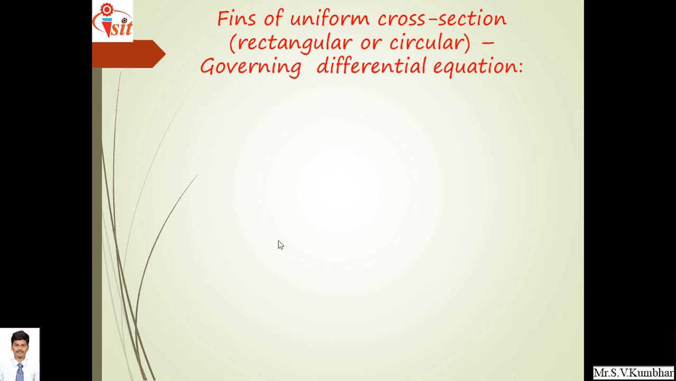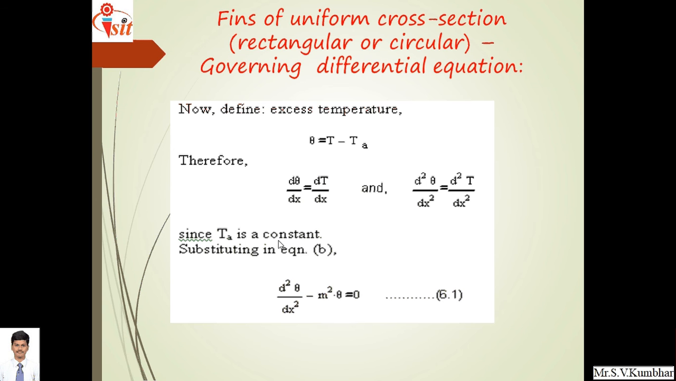So in the earlier video lecture, we studied the governing differential equation for a rectangular fin. In that case, the excess temperature theta is equal to T minus Ta, and therefore its derivative with respect to x is d theta upon dx equal to dT upon dx. If you take its derivative once again with respect to x, it becomes d2 theta upon dx square, which is equal to d2T upon dx square, as Ta is constant. The governing differential equation we obtained is d2 theta upon dx square minus m square theta equal to 0. This is known as the governing differential equation.